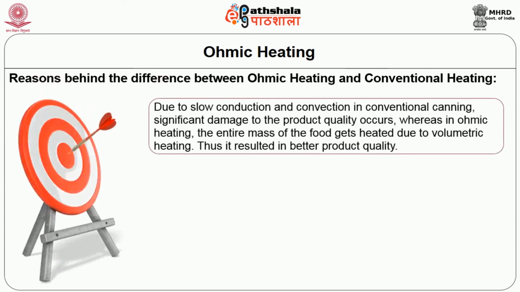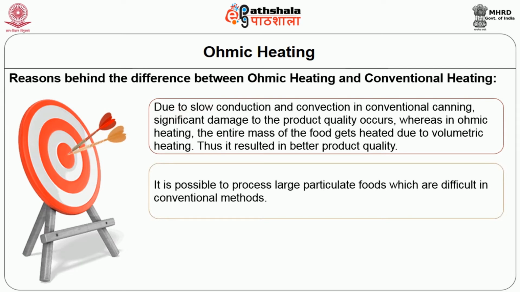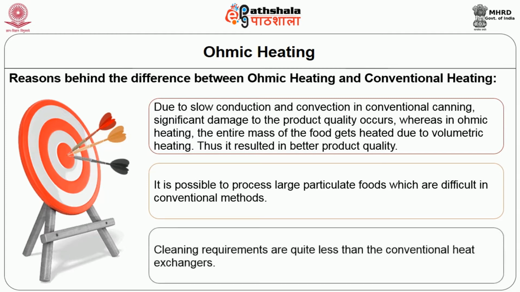Due to slow conduction and convection in conventional canning, significant damage to the product quality occurs, whereas in ohmic heating, the entire mass of the food gets heated due to volumetric heating. Thus, it results in better product quality. And also, it is possible to process large particulate foods which is difficult in conventional methods. Cleaning requirements are quite less than the conventional heat exchangers. So, now you have an idea of what ohmic heating is about, right?